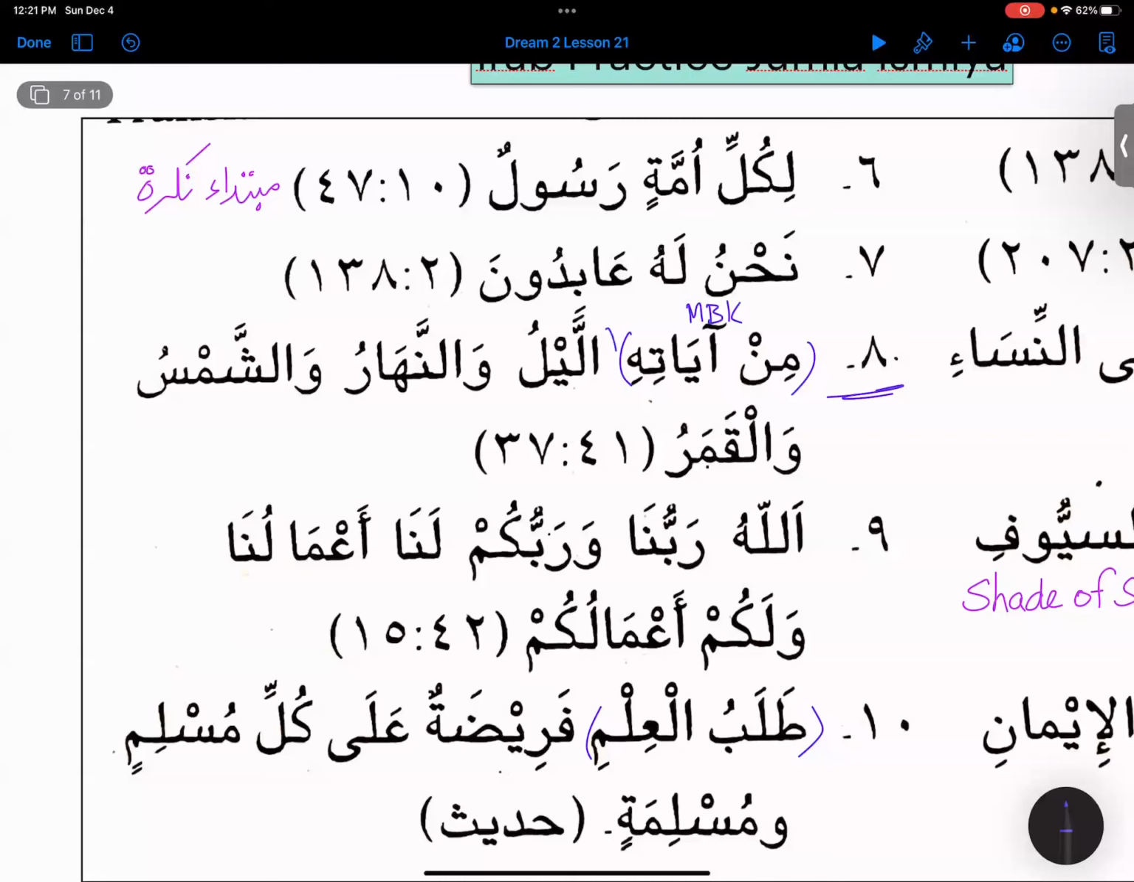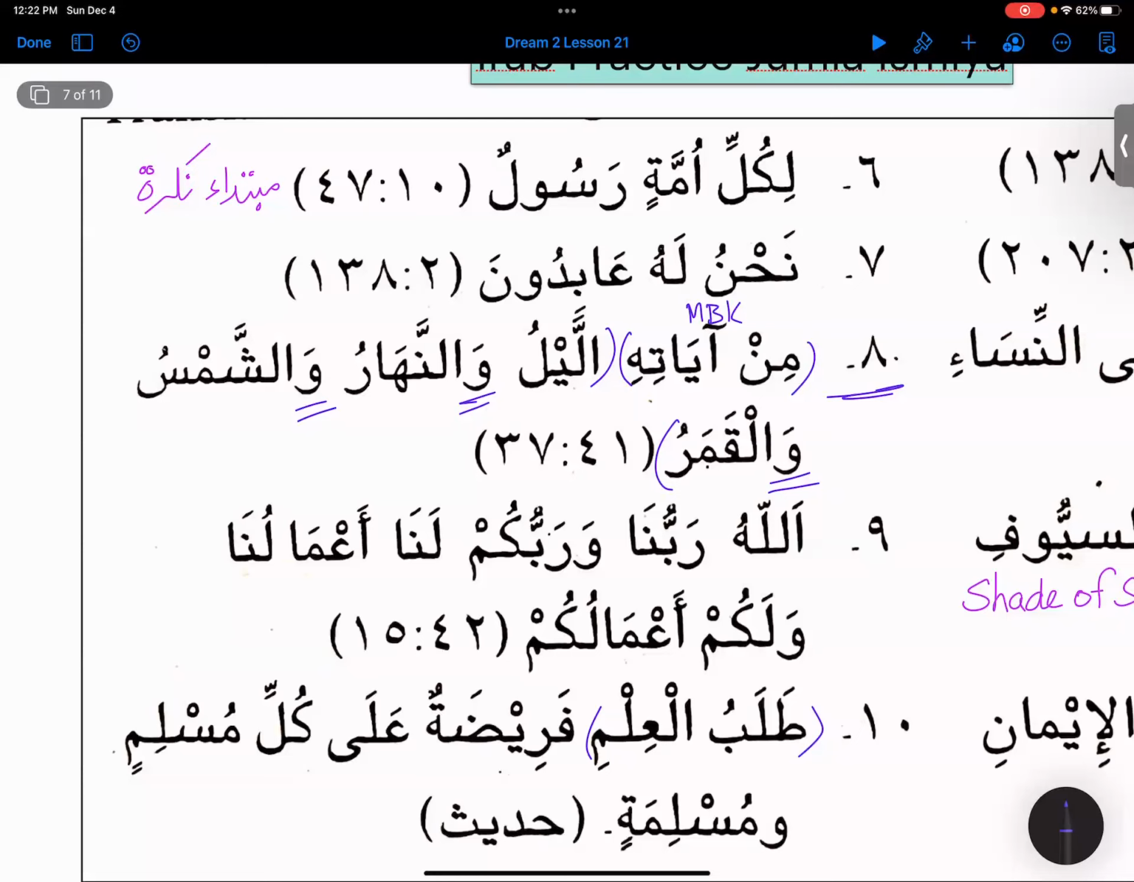So, al-laylu, and then waw came, wa-naharu, then waw came, wa-shamsu, then waw came, wal-qamaru. So what does that mean? That is all mubtada, not khabar. We do not need khabar, when we have MBK. MBK is the khabar, right? So most likely we need mubtada muakhar. Mubtada is a must, so we are expecting mubtada before the khabar. So al-laylu wan-naharu wash-shamsu wal-qamaru, basically this is mubtada.